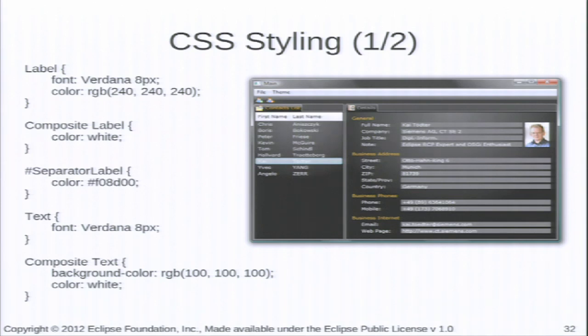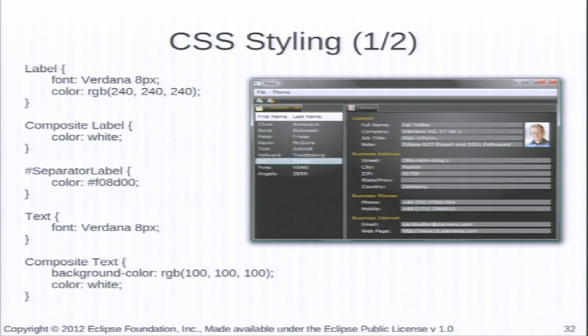Just a straight class name, composite. I can reference any composites that are built on the page. Or I guess the top one, label. Any label on the page, I can say, this is the font you're going to use. This is the color that you're going to use. Color would be the font color. For a label that appears inside a composite, though, you're going to use different colors.